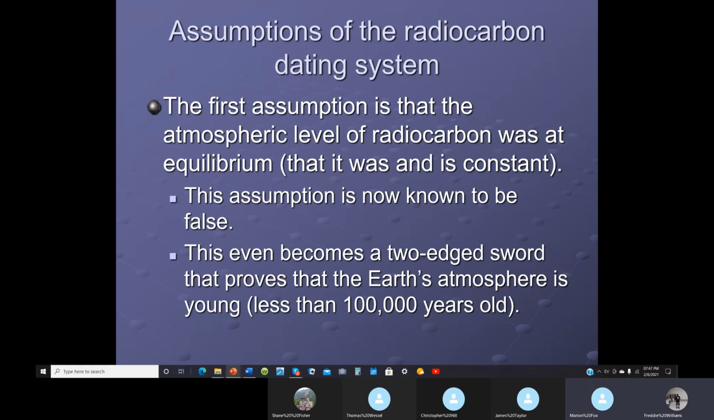Okay. Thank you. The first assumption is that the atmospheric level of radiocarbon was at equilibrium, which means that amount being produced is equal to that amount decaying at that time. So the decay rate and the production rate are the same, and it was constant. This assumption is now known to be false.